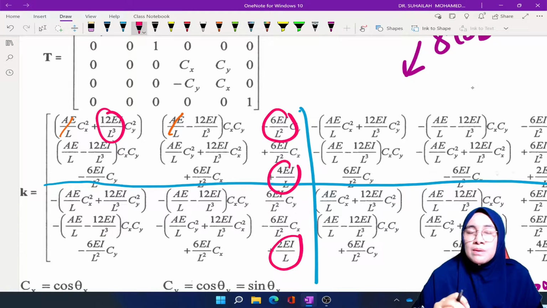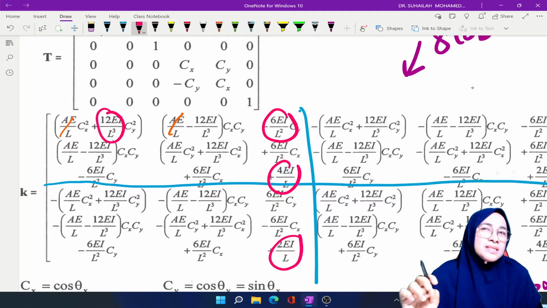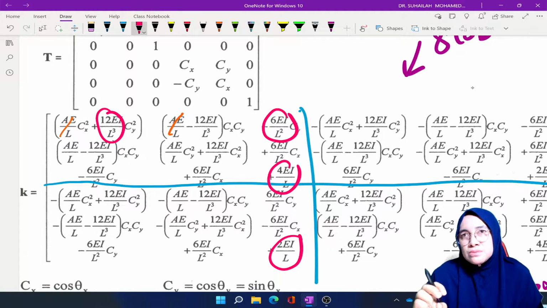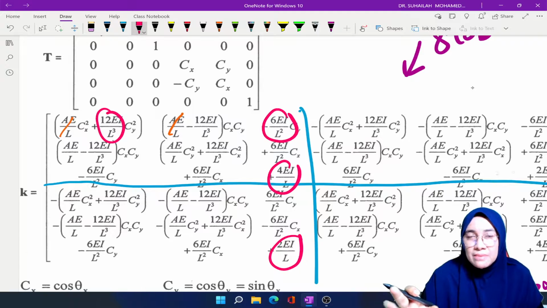But in frame, since there is a degree of freedom in X, we count back the degree of freedom in X direction and Y direction. That is why we have to determine back the CX and CY. So that means in the diagram we need to identify the coordinate. We need to put the arrow in order to identify or to calculate CX and CY.